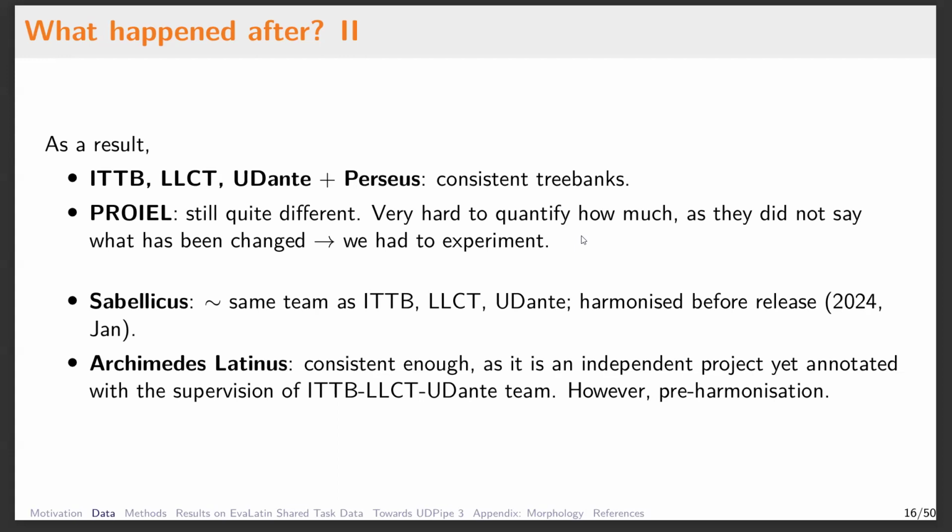And Archimedes Latinus is consistent enough because it was an independent project, but annotated under the supervision of the people in Milan. It was before the harmonization because it was annotated in 2021, but still, it was good enough.